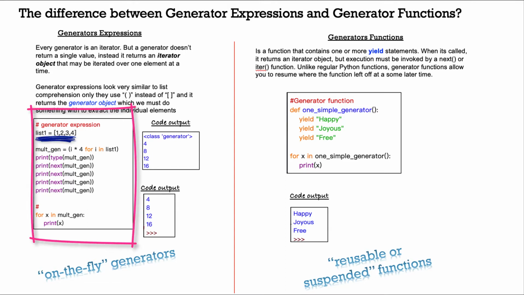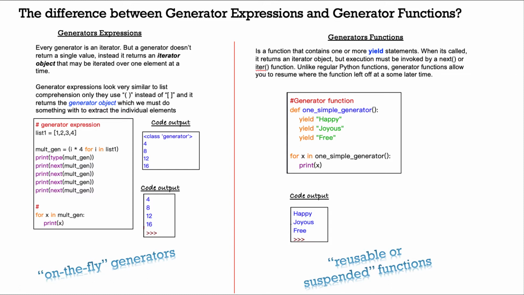So we first have a list, and the list contains the numbers 1 through 4. Then we have a variable defined as mult_gen, which equals our generator expression: i times 4 for i in list1. So we're going to iterate over list1. And you see now, to be able to extract the individual elements of list1 and multiply them times 4, as our code instructs, we must make use of that next method. So you see we print next and pass it our generator, mult_gen. We do this 4 times, so this is going to extract each one of the elements of the list. And you see we have 4, 8, 12, 16.